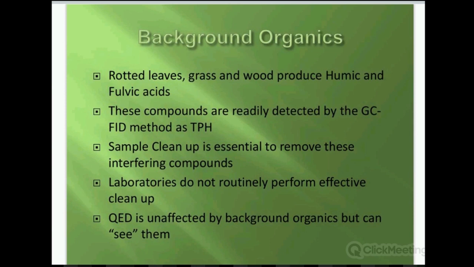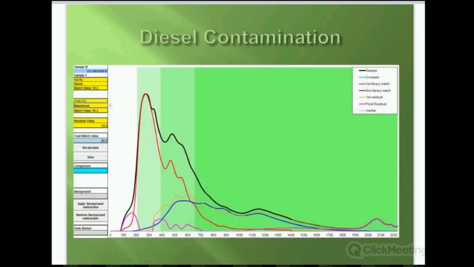Now, background organics. Rotted leaves, grass, and wood, they produce humic and fulvic acids. And those compounds are readily detected by the GCFID method as TPH. I think most people know that. But sample cleanup is essential to remove these interfering compounds. But the laboratories don't routinely perform effective cleanup, as you could have seen by those previous correlation studies. The QED is actually unaffected by background organics, but it can see them, it can recognize that they're there.